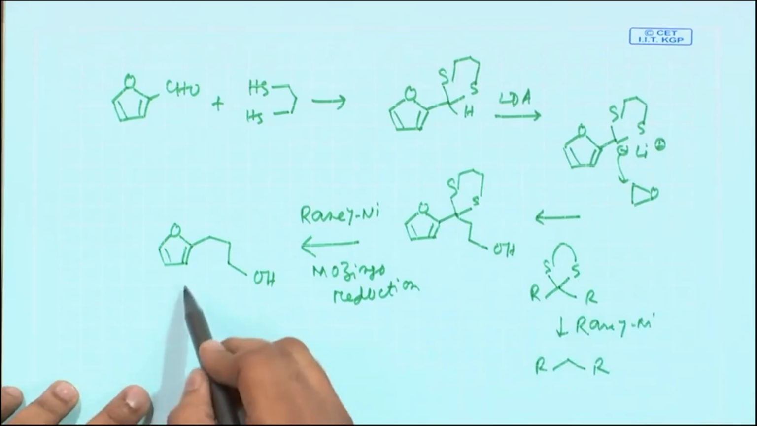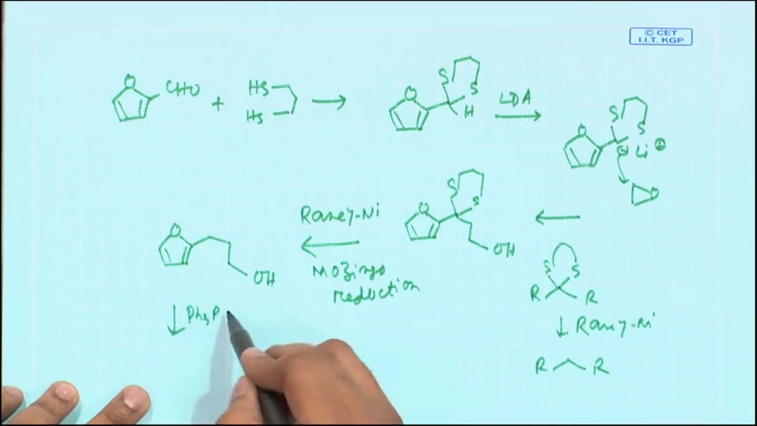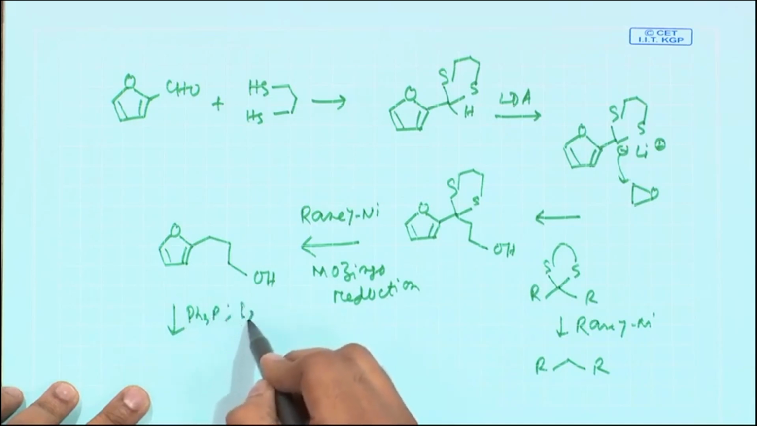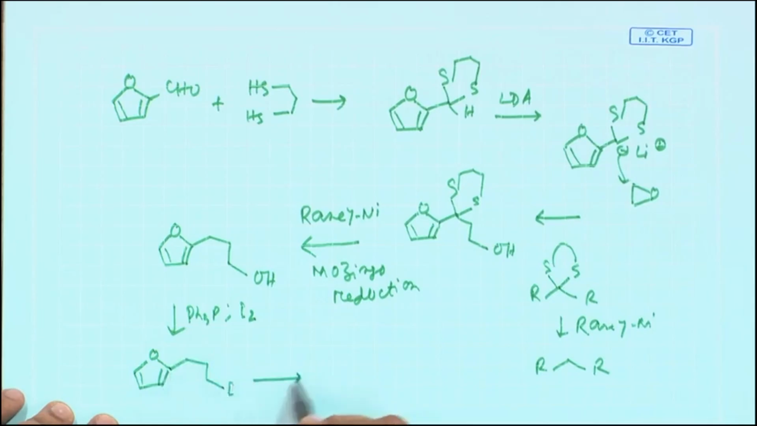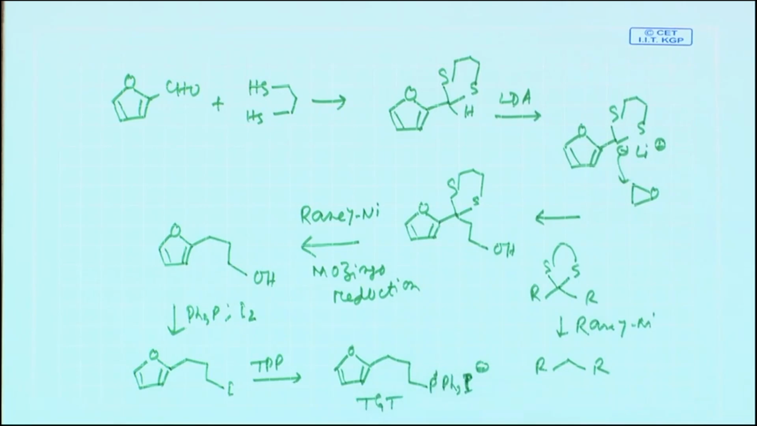So, now see we are here, now you do the Appel reaction, triphenylphosphine and iodine, so we have the final compound iodide. Then you get the Appel product and then reflux with triphenylphosphine again to complete the synthesis. So, you can basically get the corresponding phosphonium iodide as a salt, and this is your target molecule.